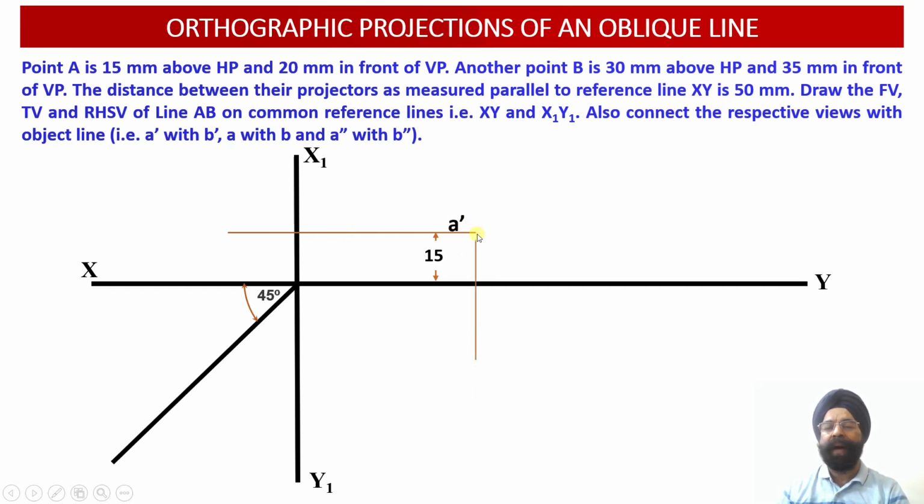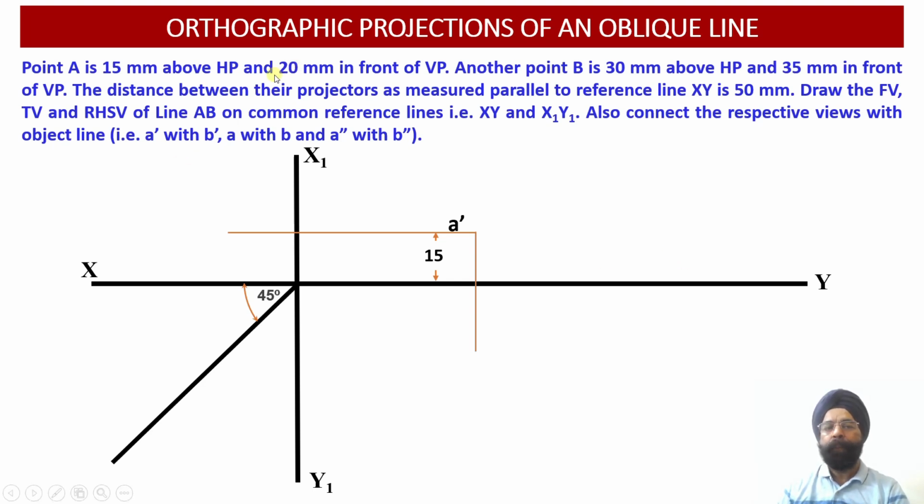The moment we mark the location of the point A in the front view, point A dash will be obtained. So point A dash has been obtained in the front view projections over here. From the projections of the point, we know that wherever point A dash has been located, on the same vertical line we are going to get the projection of the point A, that is the top view projection of the point A, onto the same vertical projector line.